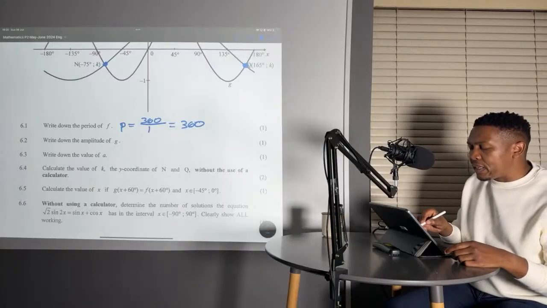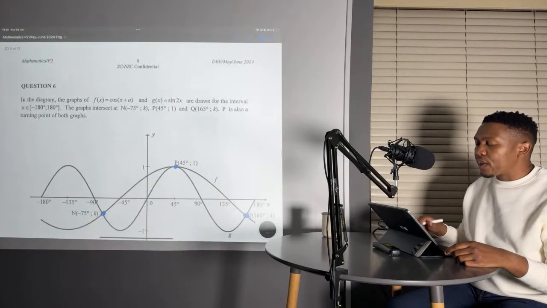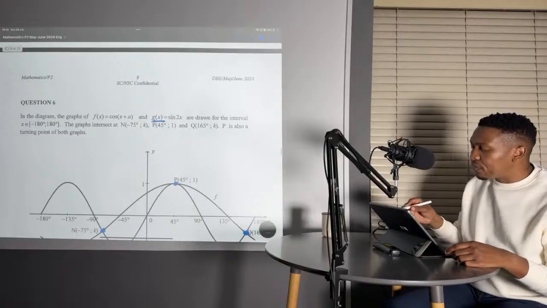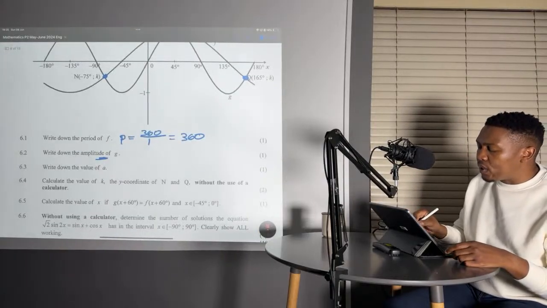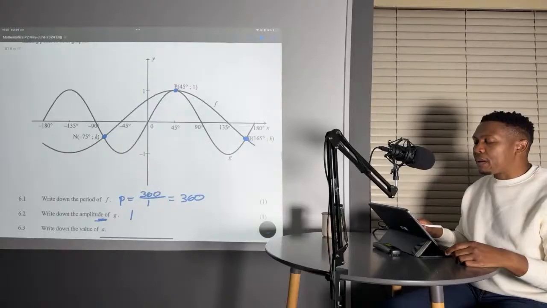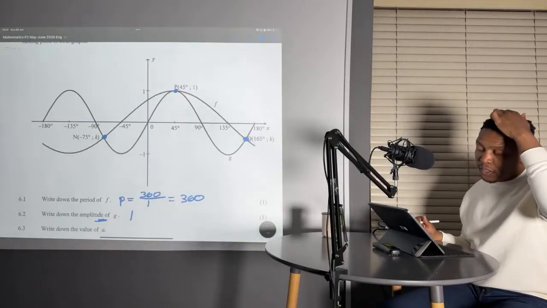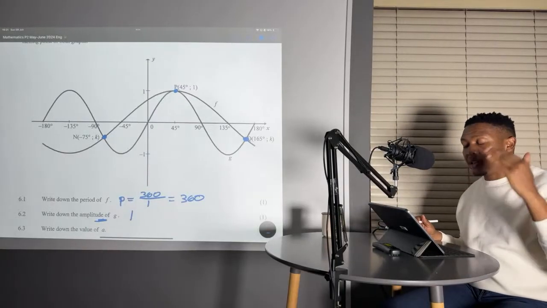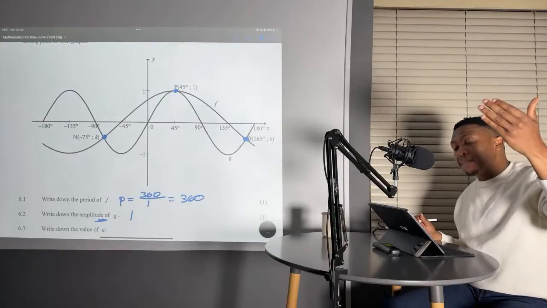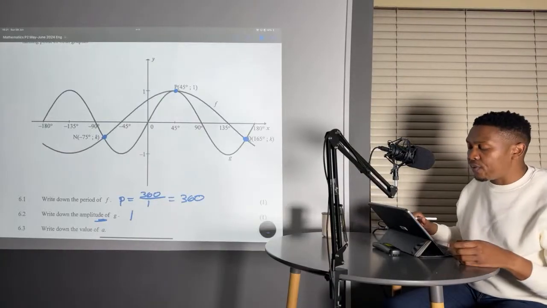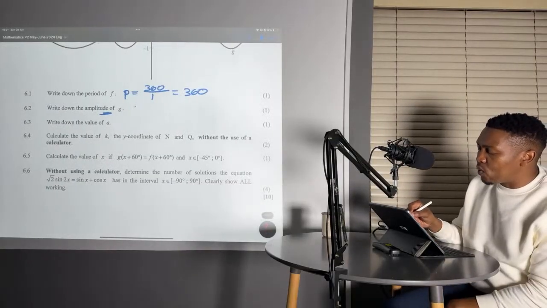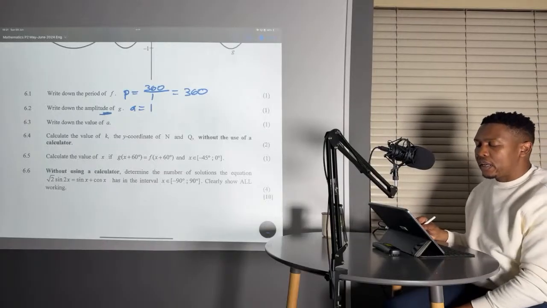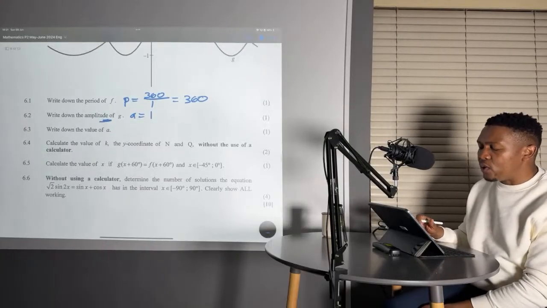Right, and then they say the amplitude of g. So the graph of g has got an amplitude, that's the coefficient of our trig ratio. That amplitude is 1. Okay, right, sometimes when you're not sure about that amplitude, particularly if you've got a shifted graph, you say maximum value minus minimum value, and you divide that by 2. Okay, right, so that amplitude is equal to 1. Right, now they say write down the value of a.